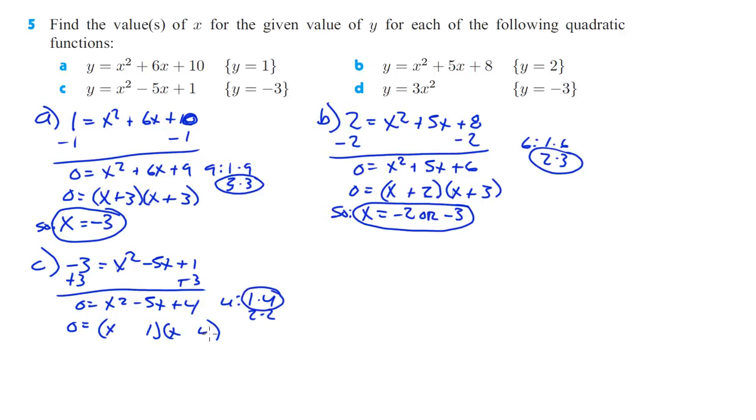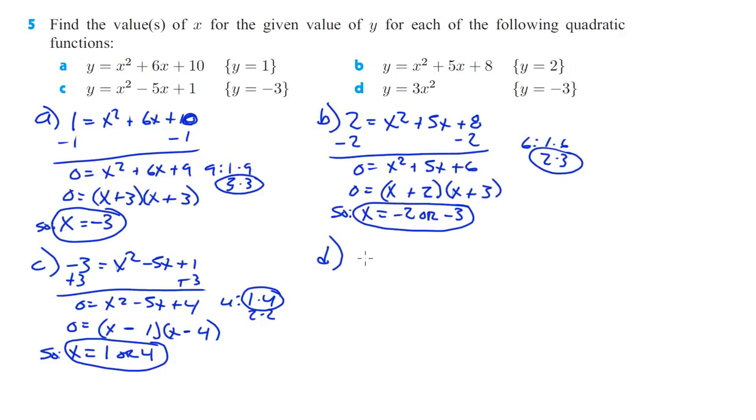1 and 4. So then we just have to look at what signs we have to put in here so that when we add them together we get negative 5. It has to be negative 1 and negative 4. So x would then have to equal 1, because 1 minus 1 is 0, or 4, because 4 minus 4 is 0. So those would be our two solutions for that.